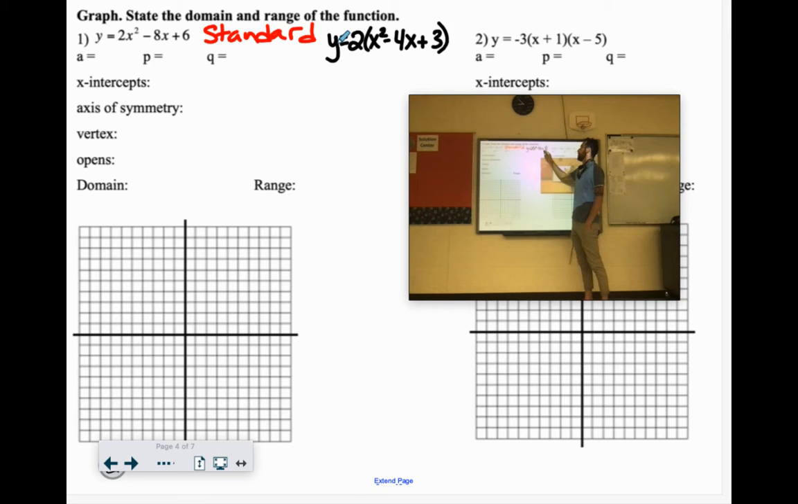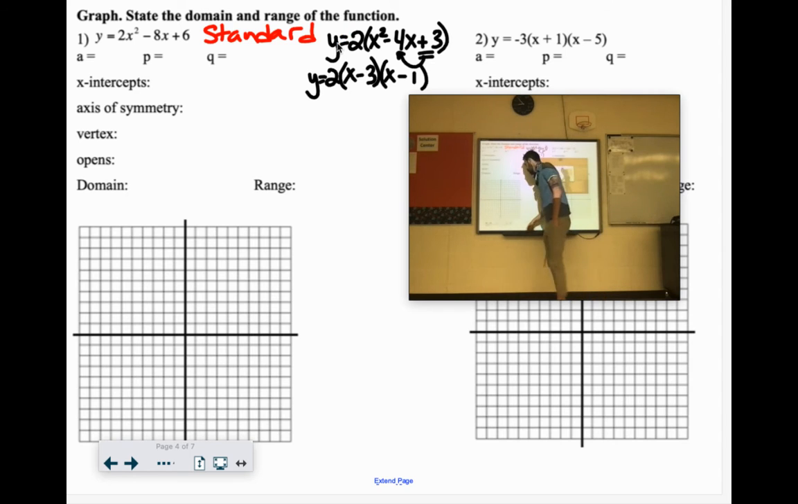But remember, when you're factoring, you're looking for numbers that multiply to the last number and add up to the middle. So the multiples of 3 would be 3 and 1, and they add up to 4, but they'd have to both be minus. So we'd have y equals 2, parentheses, x minus 3, times x minus 1. Okay, so now we're ready.